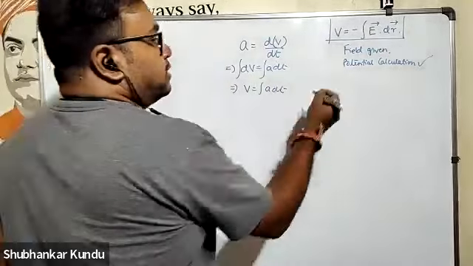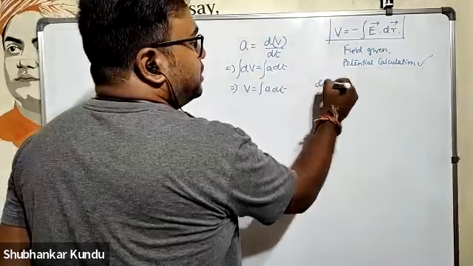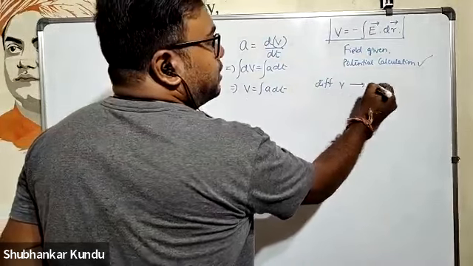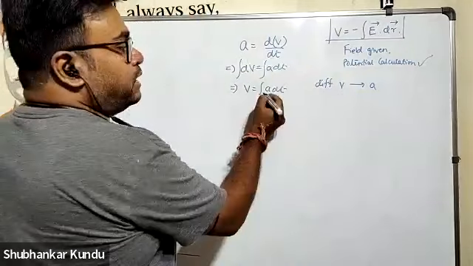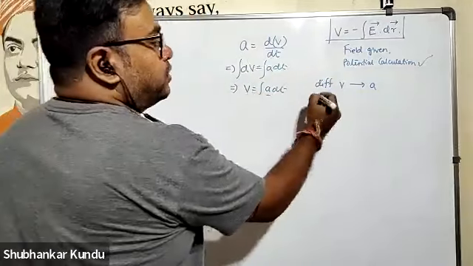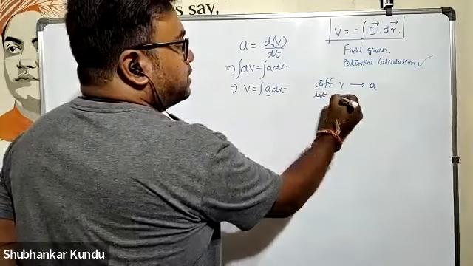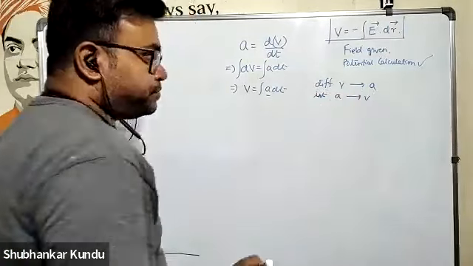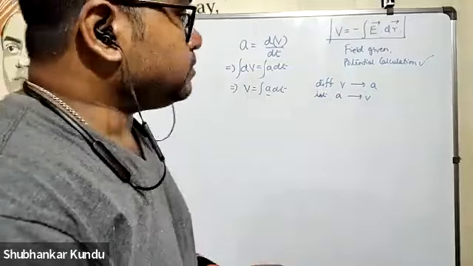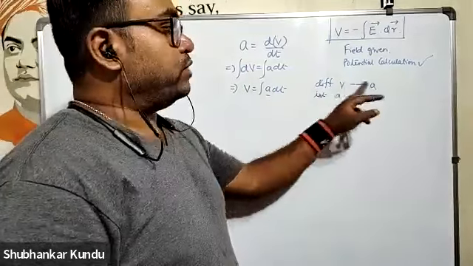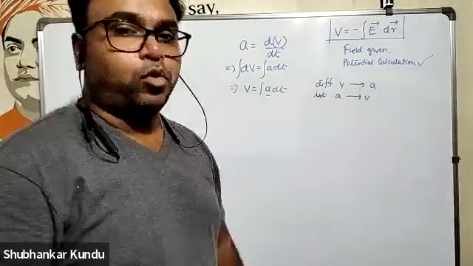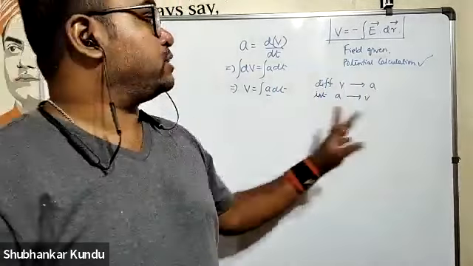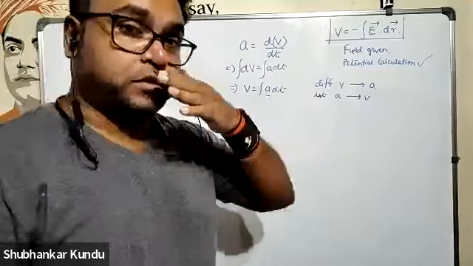So what we did is that we differentiated v to get acceleration. And here we integrated acceleration to get velocity. We differentiate something, we get a result. The result, if we integrate, we get the same thing, the old thing. We differentiated velocity, got acceleration. We integrated acceleration, got velocity.